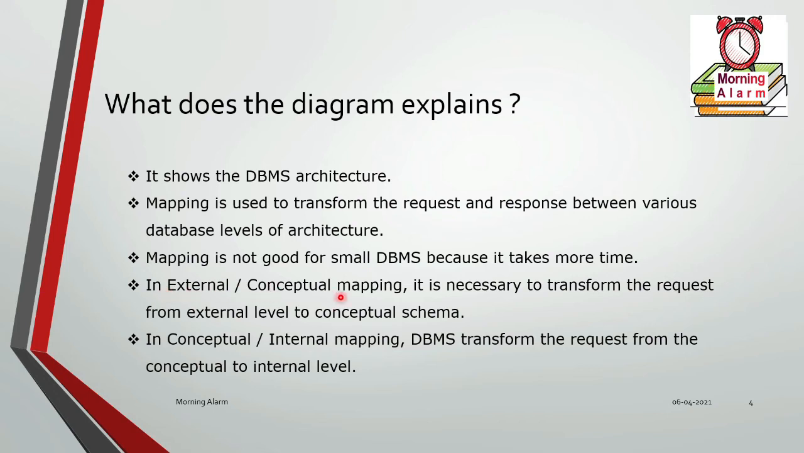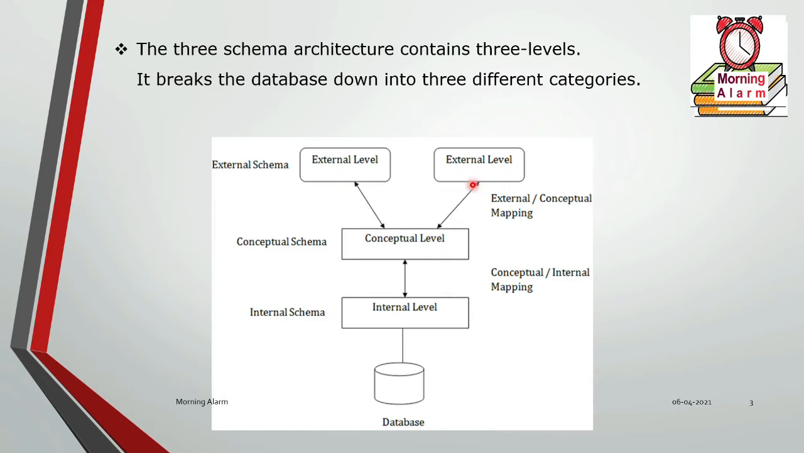In external conceptual mapping, it is necessary to transform the request from the external level to the conceptual schema, which means from the higher level to the conceptual schema. In conceptual internal mapping, the DBMS transforms the request from the conceptual level to the internal level, which means the data is transferring from the external level to the conceptual level by using the external conceptual mapping, and the data is again transferring from the conceptual level to the internal level by using the conceptual internal mapping. Finally, the internal level passes the data to the database, which is storing the data.